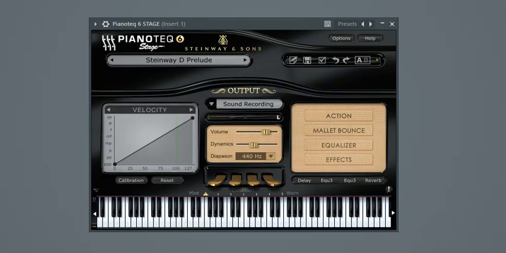If we play these notes together, we get a perfect sound.